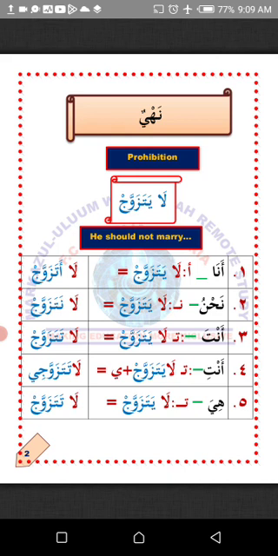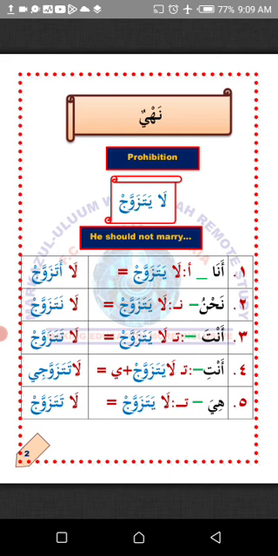Thalatha, number three. Anta, you, representing a single male person. So how do we change the verb لا يتزوج to suit anta? All you need to do is to detach ya'un and attach ta'un. So the verb لا يتزوج will now become لا تتزوج, which means don't marry.